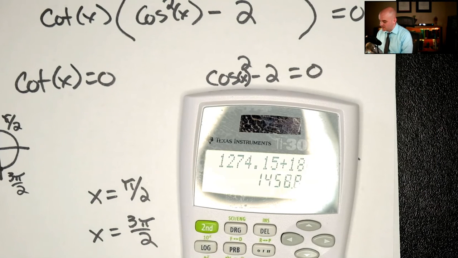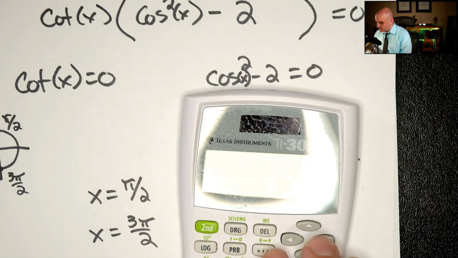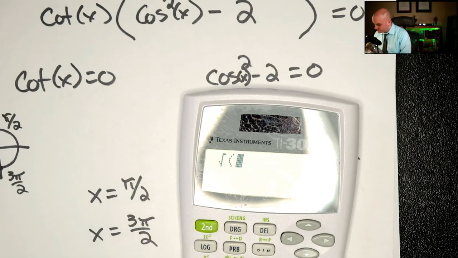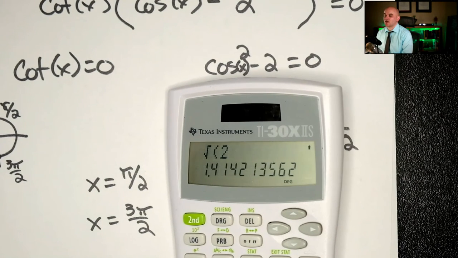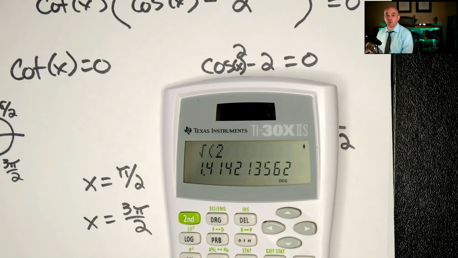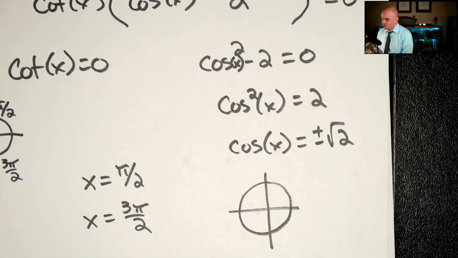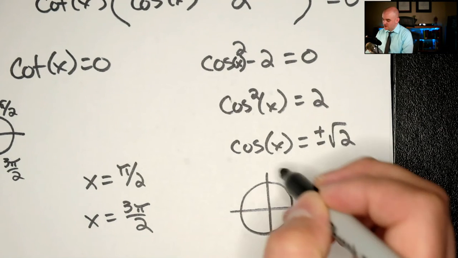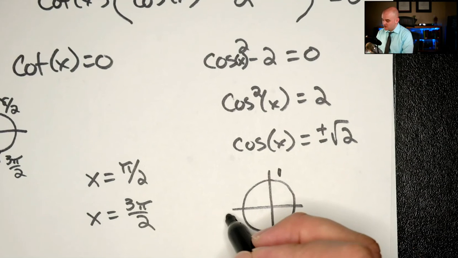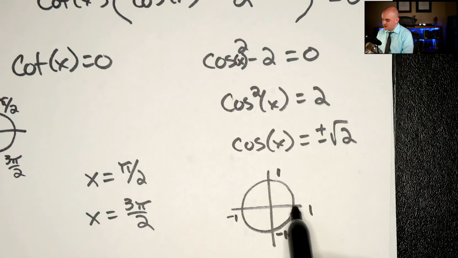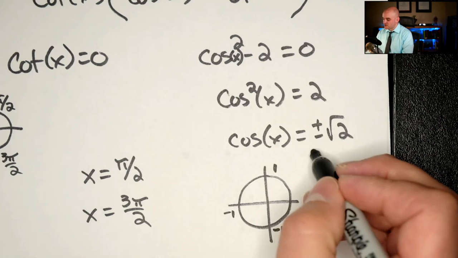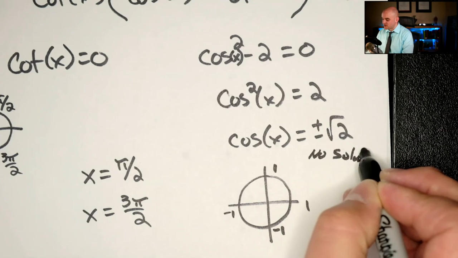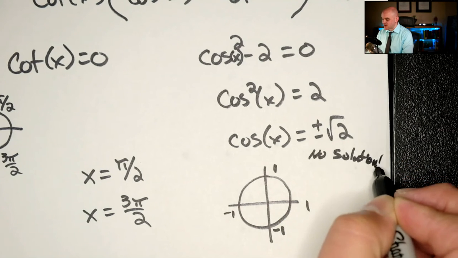If you don't know what the square root of 2 is, you can pull out your calculator and take the square root of 2. I get 1.41. The square root of 2 is 1.4. Well, my unit circle goes from -1 to 1 here, and -1 to 1 right here. Cosine is your x value. It never does reach 1.4. So there is no solution that makes this a true statement over here on the right side.